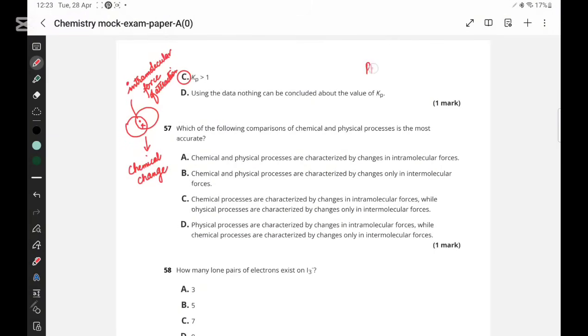But when a physical change occurs, like for example, you are converting iodine from solid state to iodine in liquid form, then what happens? Intermolecular force of attraction breaks. Intermolecular force of attraction here is going to be van der Waals force that is going to break.